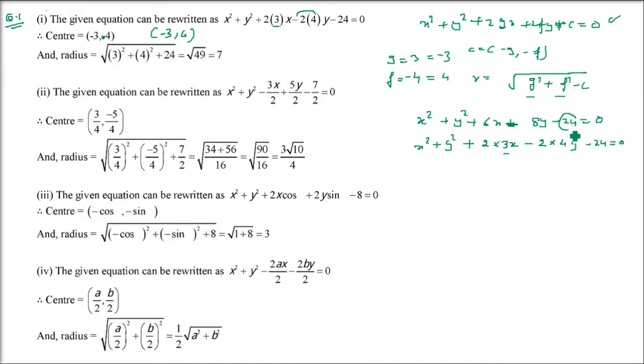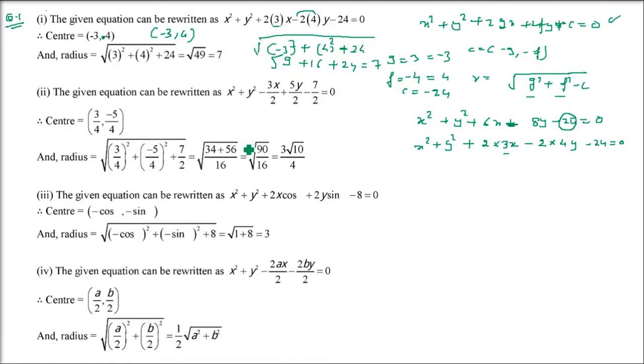Radius is under root g square plus f square minus c, and c is minus 24, since we are comparing it with plus c. So we mark c as negative 24. The radius is under root g square plus f square minus c. Minus of minus 24 becomes plus 24. So minus 3 whole square is 9, 4 square is 16, plus 24. 9 plus 16 plus 24 is 49. Under root of 49 is 7. So this is the radius.